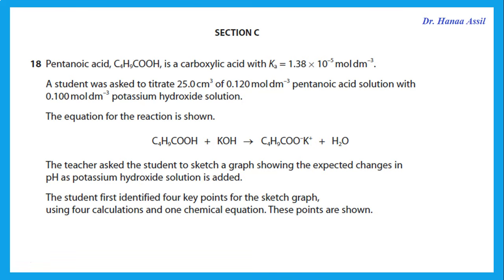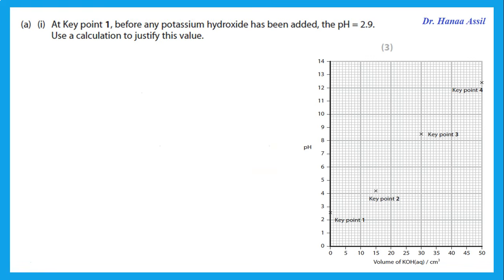The student first identified 4 key points for the sketch graph using 4 calculations and 1 chemical equation. These are the 4 key points. At key point 1, before any potassium hydroxide has been added, the pH is 2.9. Use a calculation to justify this value. So what is the original pH that we're starting with?